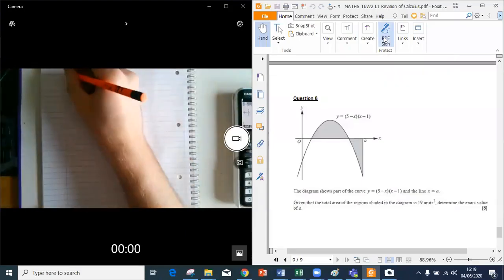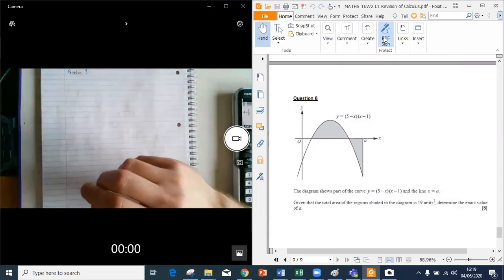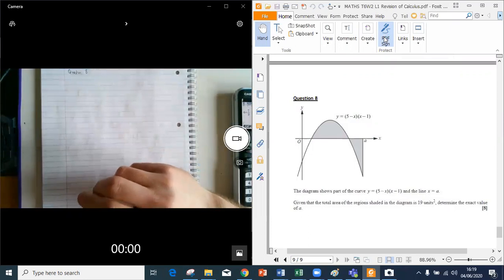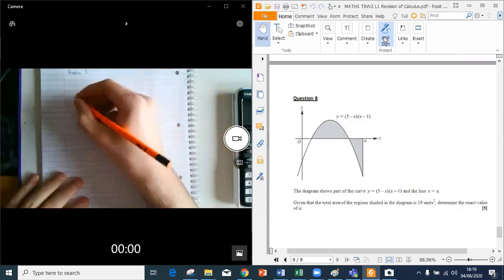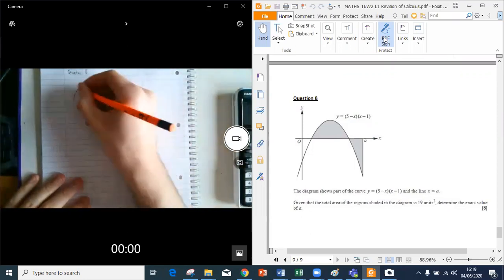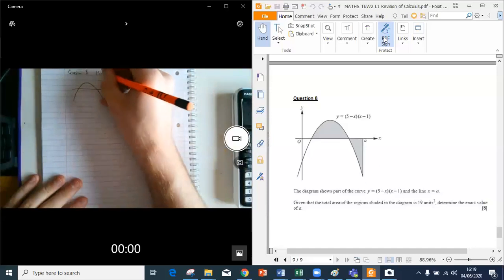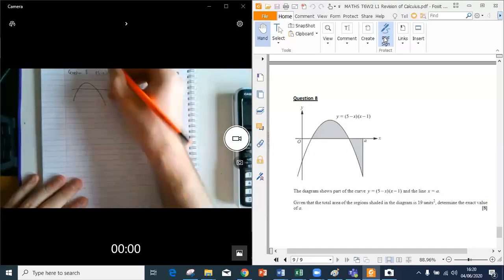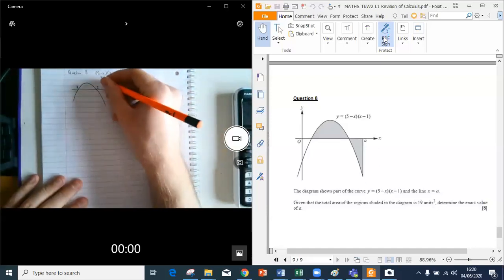Okay, and last one, question 8. We have that curve there, y equals 5 minus x, x minus 1. And it says, diagram shows part of the curve and the line x equals a. Given that the total area of the regions in the diagram is 19, determine the exact value of a. Well, I'm going to draw the sketch, so I have to keep that there. So that's just the sketch of the curve. Well, if the equation was 5 minus x, x minus 1, that means the roots are 5 and 1. So that must be 1, that must be 5. And then a is here somewhere.